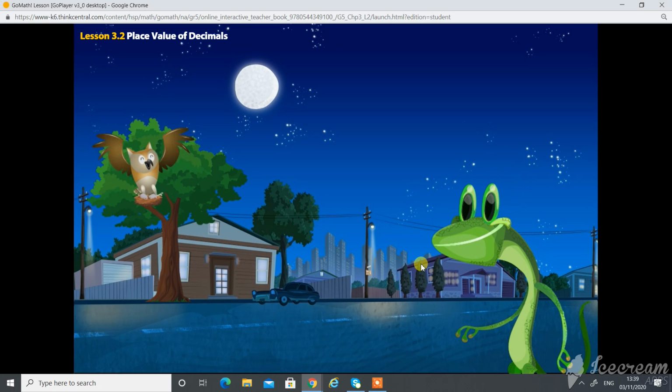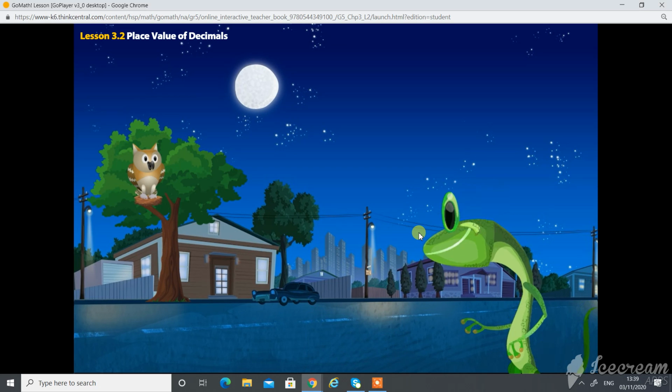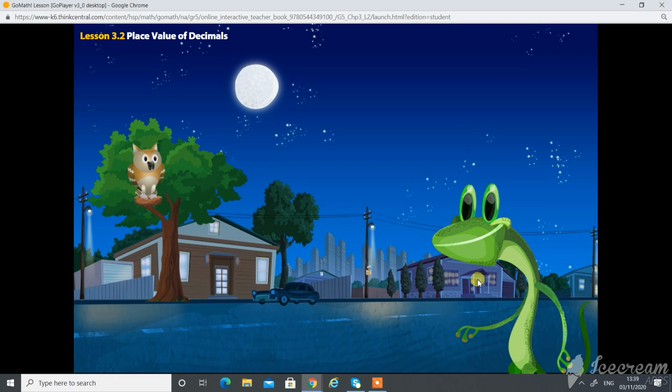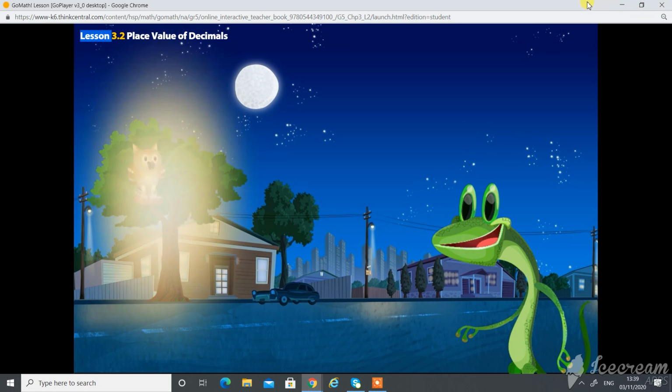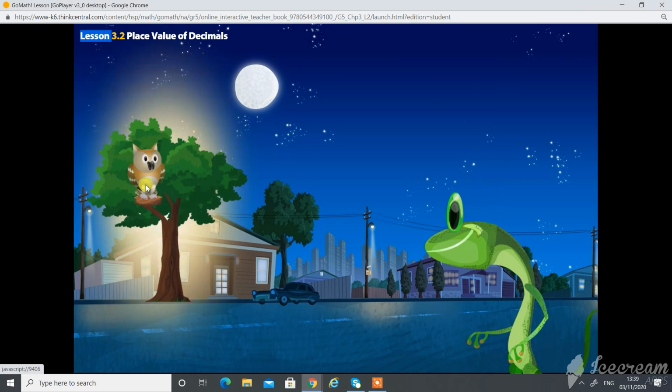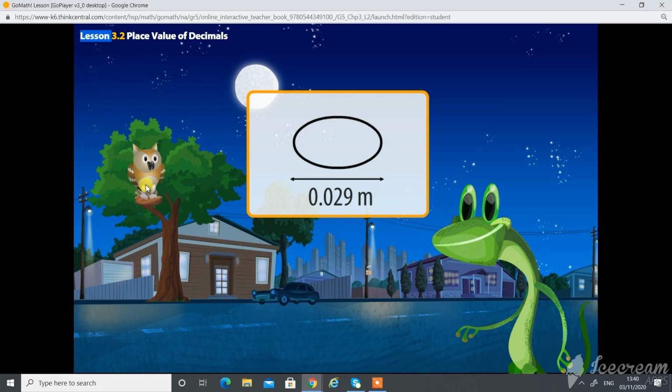Good evening. Tonight I can see my friend Oh-Hi the Owl flying around the neighborhood. She's flying to her nest. Hey, I think she's laid an egg in the nest. Click the tree to see her egg. Wow, check out that egg. It's not very big. It's only 29 thousandths of a meter long.